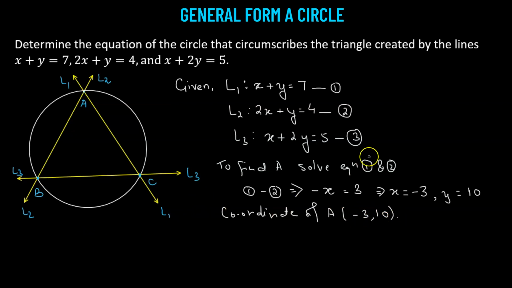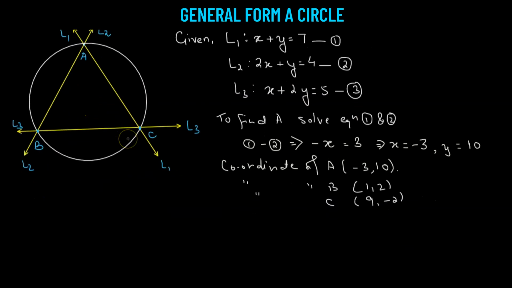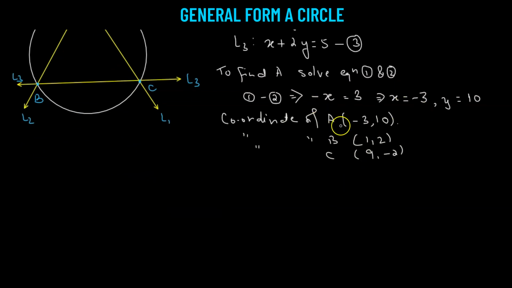We can similarly solve equations 2 and 3 for the coordinate of point B. All we have to do is solve the equations of the lines L2 and L3. That's going to give us 1 comma 2. And finally, the coordinate of point C comes from solving line 1 and line 3. That is going to be 9 comma negative 2. So now we have successfully obtained the coordinates of points A, B, and C. The circle is passing through these 3 points. Okay, let's proceed from there.